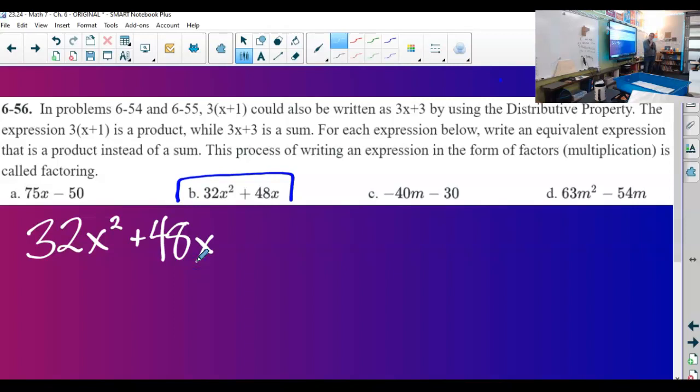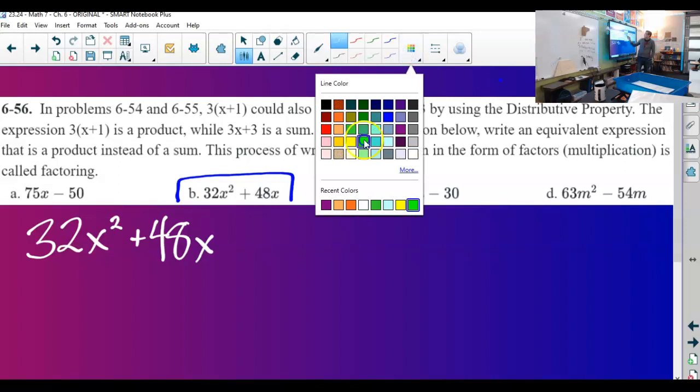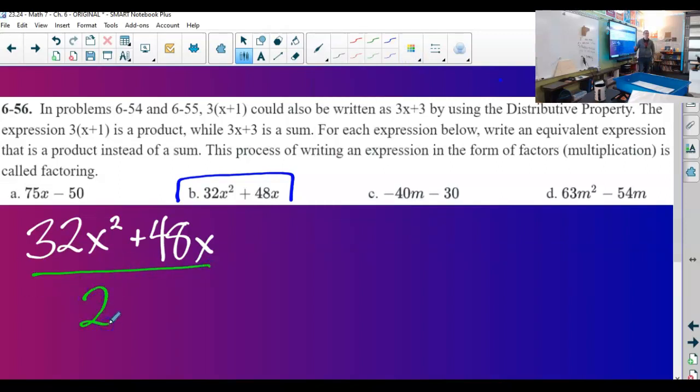Graydon, what are you thinking? Because I think you're thinking about the drawings on the whiteboard, which is why I'm calling on you. 32 and 48, what could they both divide by? Yeah, they're both even! Now hold up. Let's try a little bit harder. What else do they both have in them? An X, we could also take out an X from both.